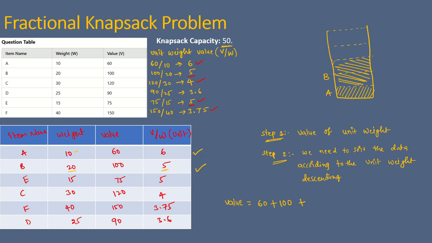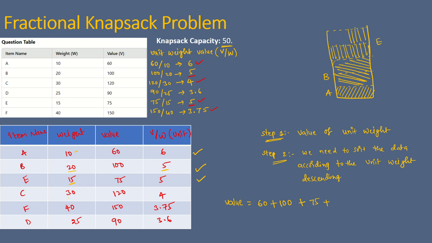Next, what is the next thing? E item. How much quantity is available inside the store? 15 units. How much free space is still available? 20 units. So here I am going to fill this 15 units with the item E. So what is the total profit I get? 75 plus. Next, how much free space is still available? 5 units of free space.